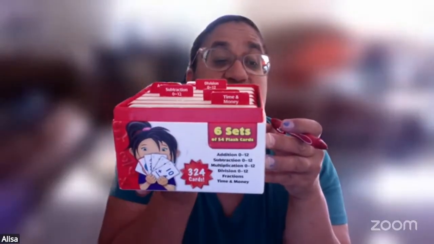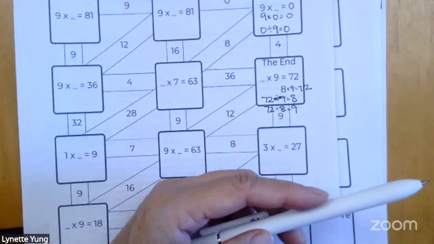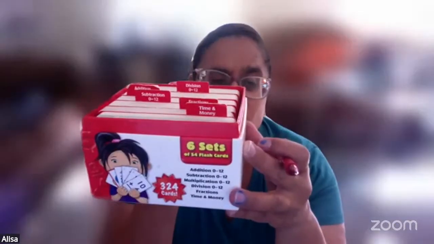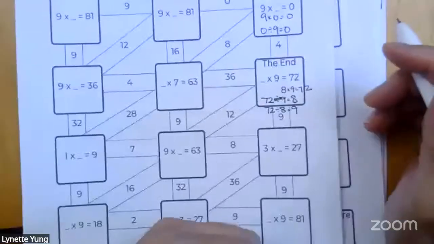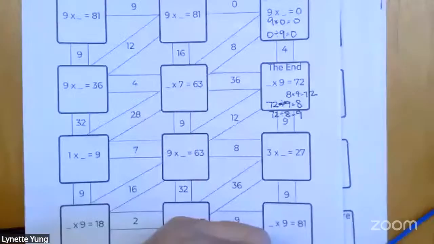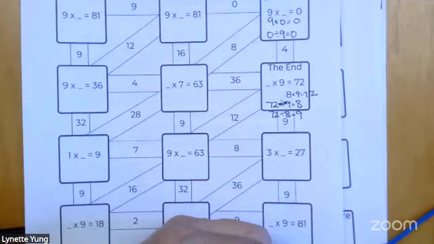So this has addition, subtraction, multiplication, and division, and fractions. Oh my gosh, fractions. Wow. I didn't realize it had fractions in here. It has money and time. Yep. On one side, well, yes. I did not know that. Good thing to review.